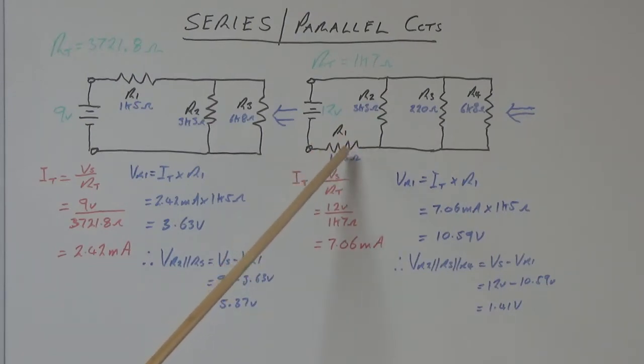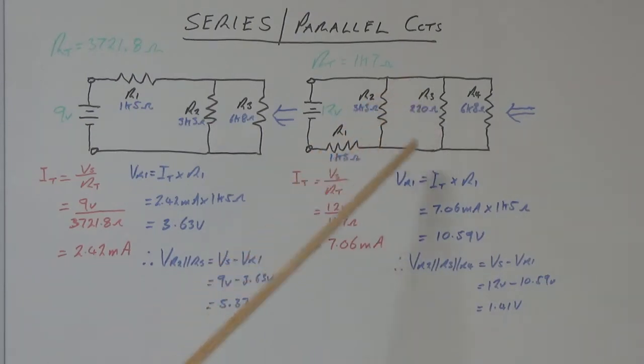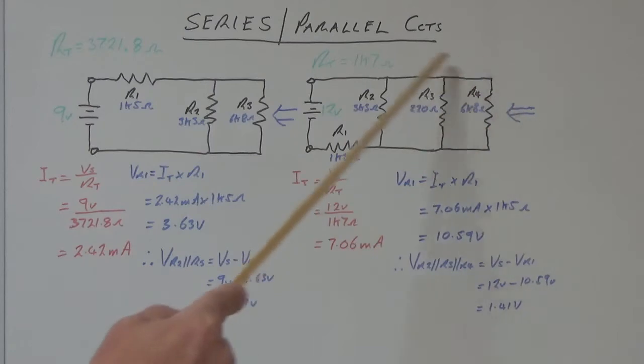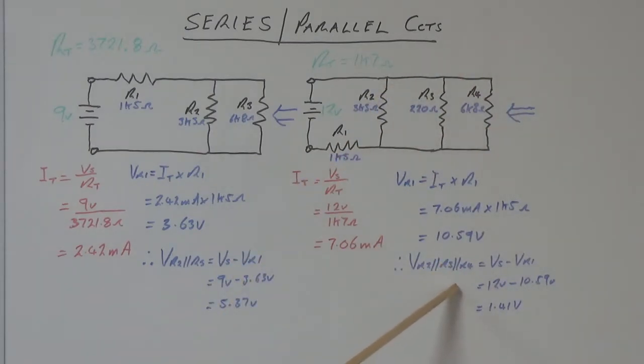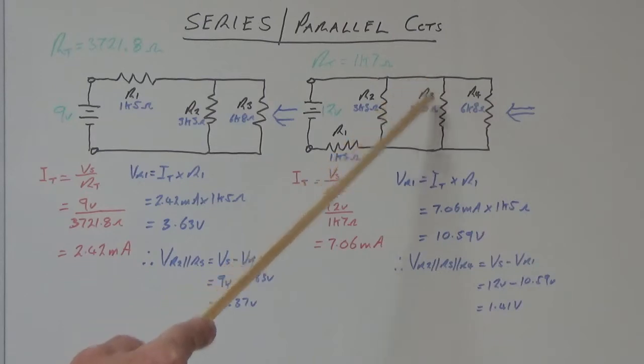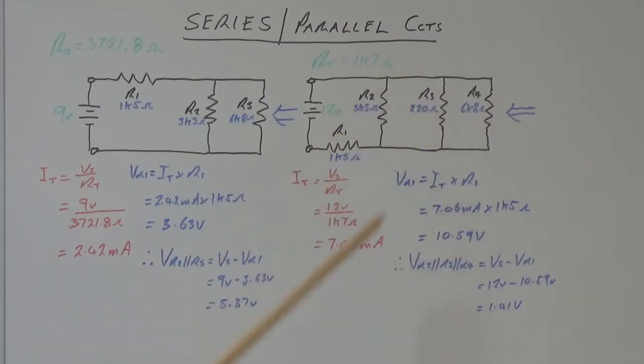Now the remaining voltage should be across your parallel resistors. So if we work that out, we've got the voltage across R2 in parallel with R3 in parallel with R4, so we're looking at this branch here. Is equal to the supply voltage minus the voltage drop across R1, so 10.59 volts. So we've got 12 minus 10.59, and we'd end up with a voltage of 1.41 volts. So that's all the potential that's across these three resistors.